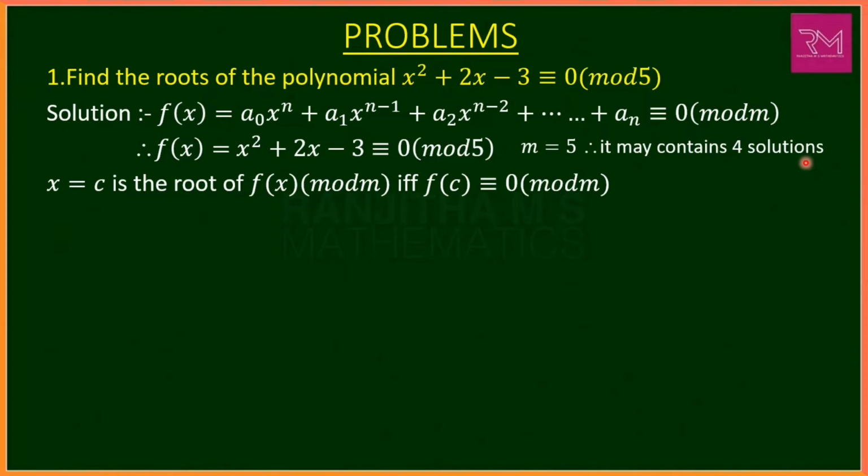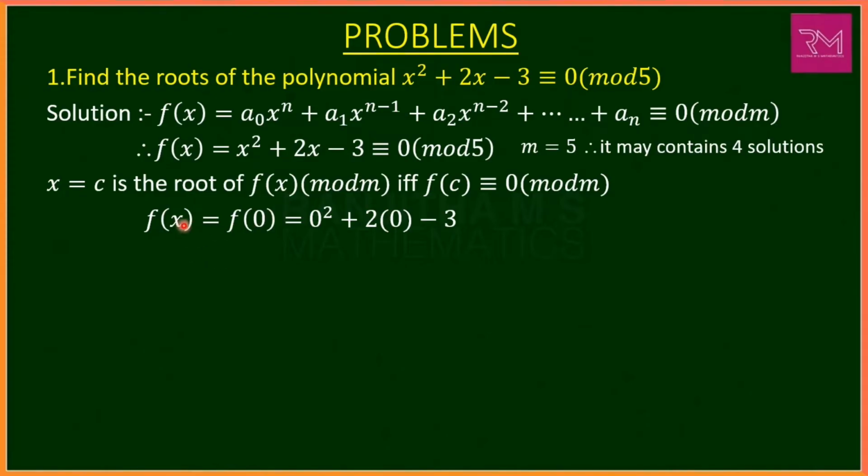It may contain 4 solutions, or 3 to 1 solutions. It does not contain 5, 6, etc., up to infinity solutions. It contains at most 5 minus 1 solutions. So we have to consider c values in such a case. We have to substitute c value as 0, 1, 2, 3 and 4 in the given polynomial and check the congruency. That is the method to find the roots of a polynomial congruence.